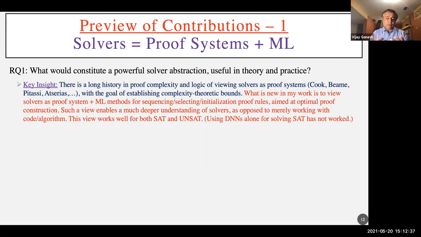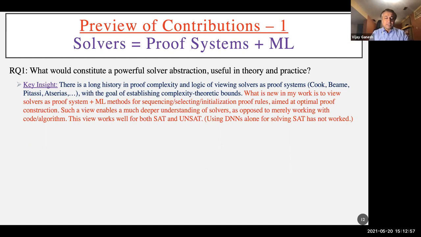So they say, well, how do the mathematicians do their job? What kind of rules do they use to construct proofs? And then they build these proof systems and then they study their complexity. So this has been going on for a long time. On the other hand, solver developers were developing their methods, and it turns out that solver developers were actually using these proof rules to develop their methods. So there is this natural connection there.